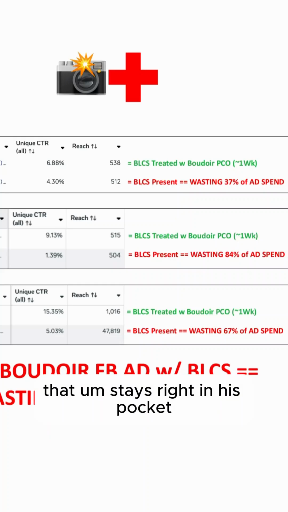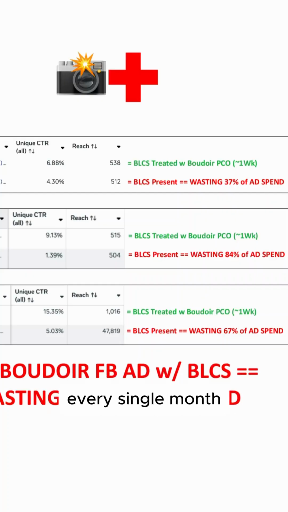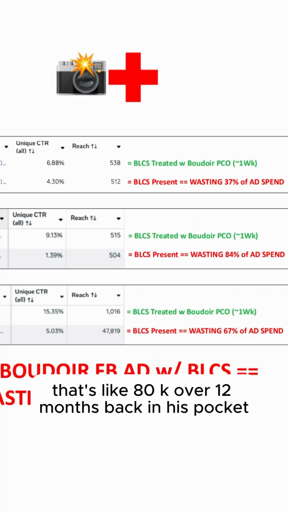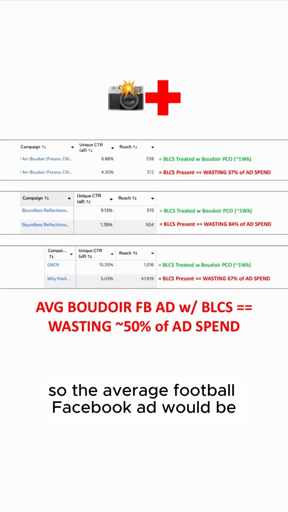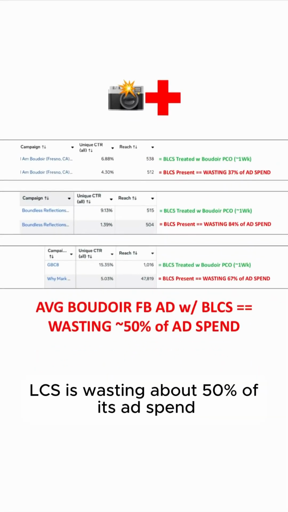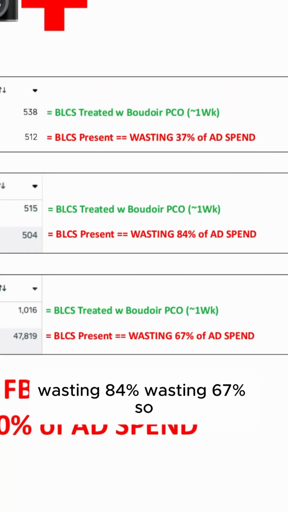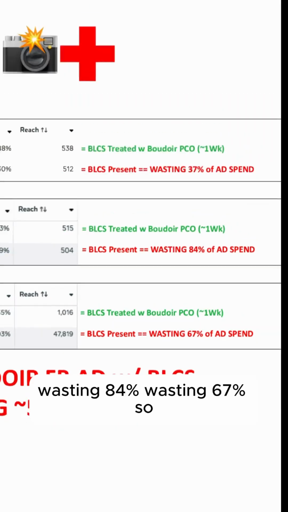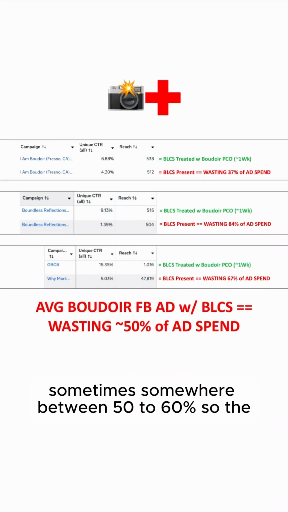That stays right in his pocket. It's kind of like a phantom $6,700 bonus every single month. That's like 80K over 12 months back in his pocket, doesn't have to service a single client. So the average Boudoir Facebook ad with BLCS is wasting about 50% of its ad spend. So I mean, look at these numbers here: wasting 37%, wasting 84%, wasting 67%. So the average there is somewhere between 50 to 60%.